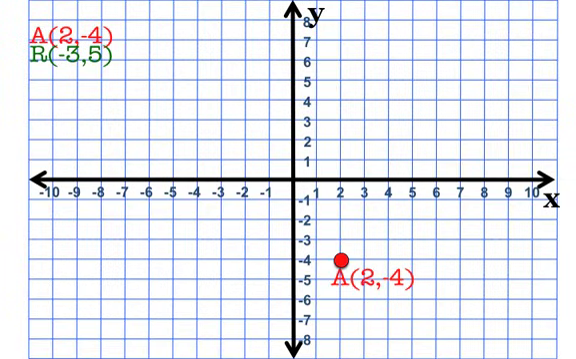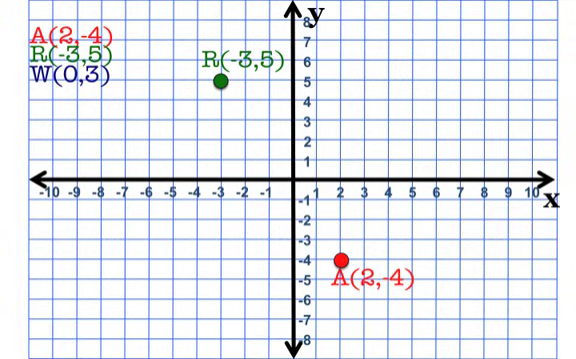How about R at negative 3, 5? Same exact way. We start at the origin. Then we go 3 to the left, and then 5 up. And then we plot our point. And that's the point R at negative 3, 5.